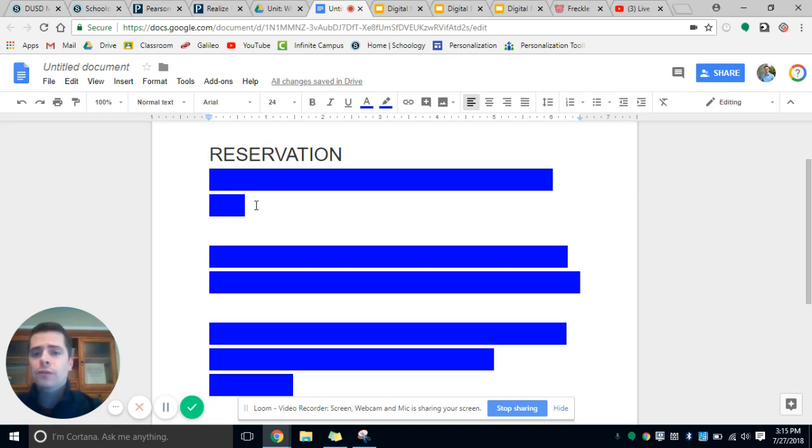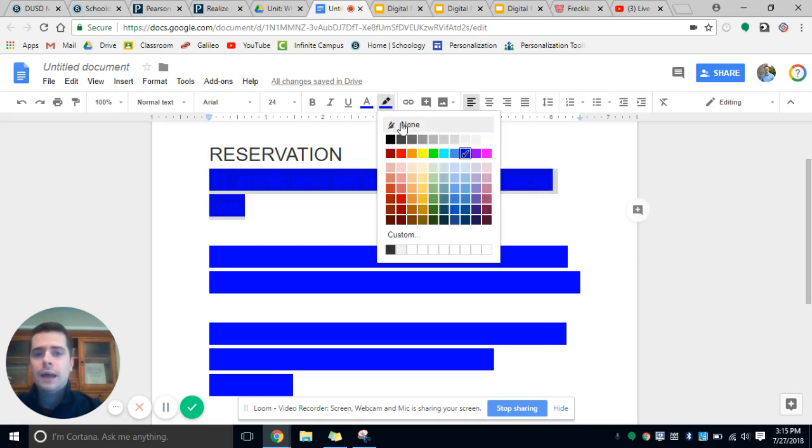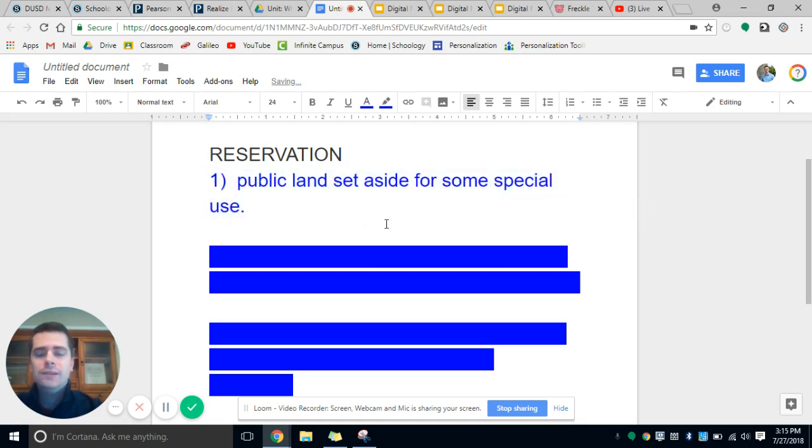We're talking about reservation, and the first meaning that it can have is public land set aside for some special use. This past year, I drove across the country from Arizona to Massachusetts and back. And when we were driving across the country, we drove through some wetlands. And so these were lands that were reserved. It was a reservation. It was set aside so that plants and animals could thrive and people could not build homes or other properties there.